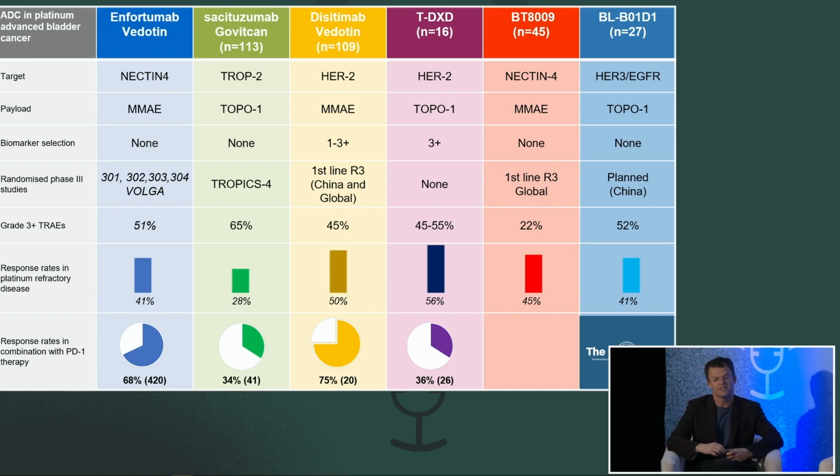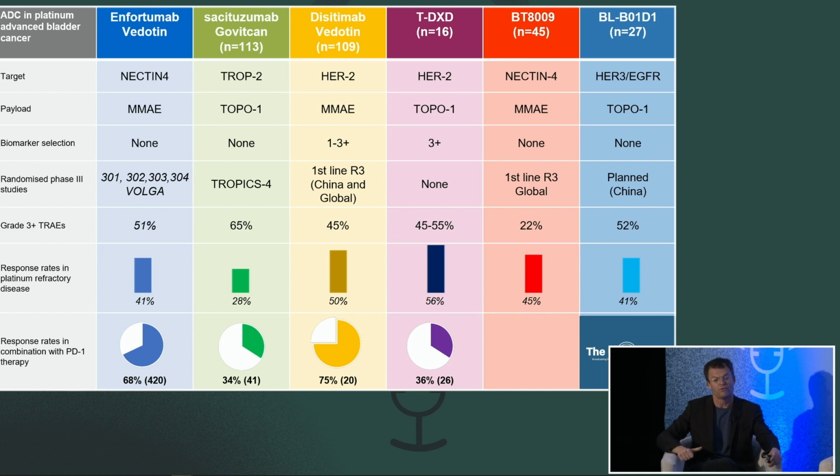This slide gives a color-coded insight into ADC development in urothelial cancer. Enfortumab vedotin we know about, and I'm not going to go into too much detail around that. Obviously the targets there, the payload, the biomarker selection, ongoing randomized trials. So those are the only randomized phase 3s I put in, practice-changing randomized phase 3s.